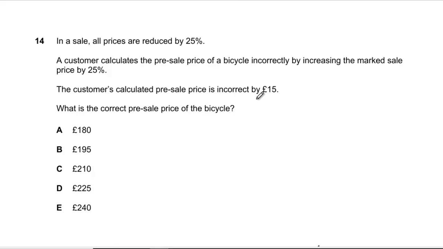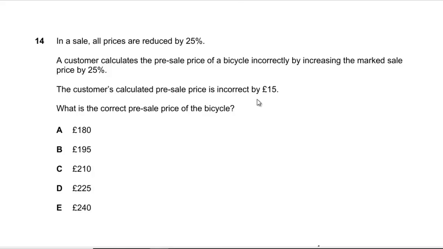In a sale, all prices are reduced by 25%. A customer calculates the pre-sale price of a bicycle incorrectly by increasing the marked sale price by 25%. The customer's calculated pre-sale price is incorrect by £15.